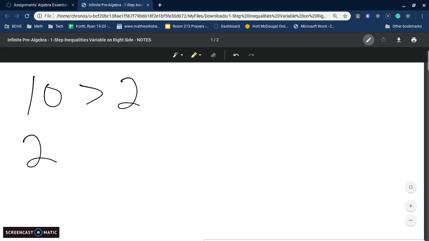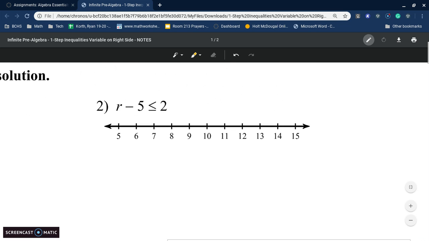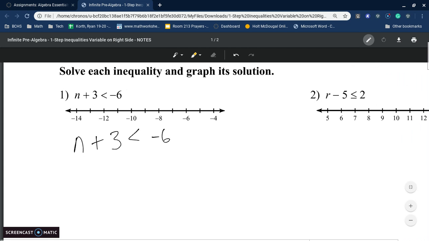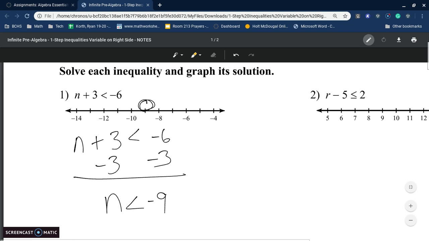Let's practice. It's going to be addition, subtraction, multiplication, division, all in this worksheet for homework. This is your notes. Undo addition with subtraction. N is less than -9. We didn't multiply or divide by a negative. No need to flip it for that reason. And the variable is on the left side, so we don't need to flip it for that reason either. Just need an open circle going to the left.